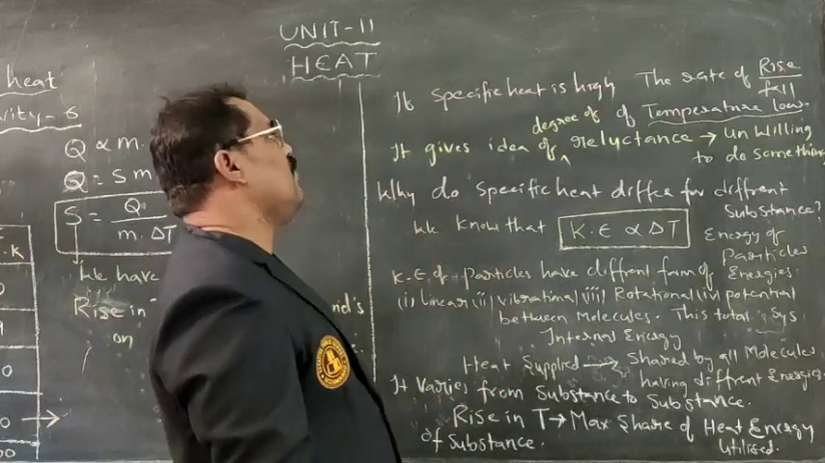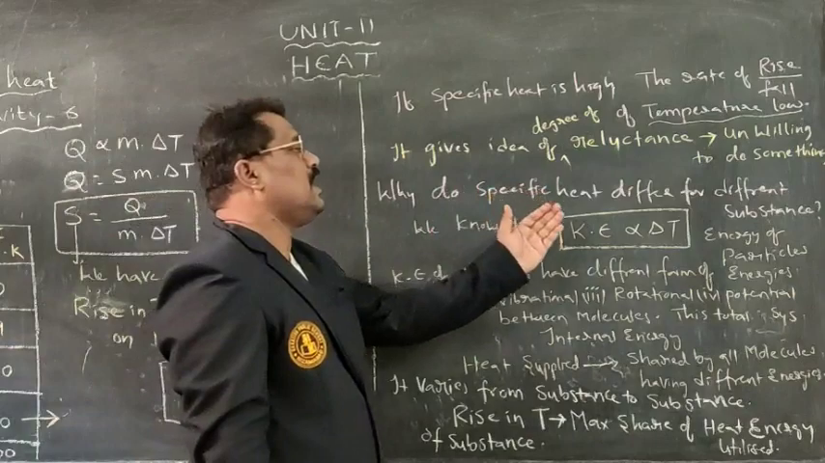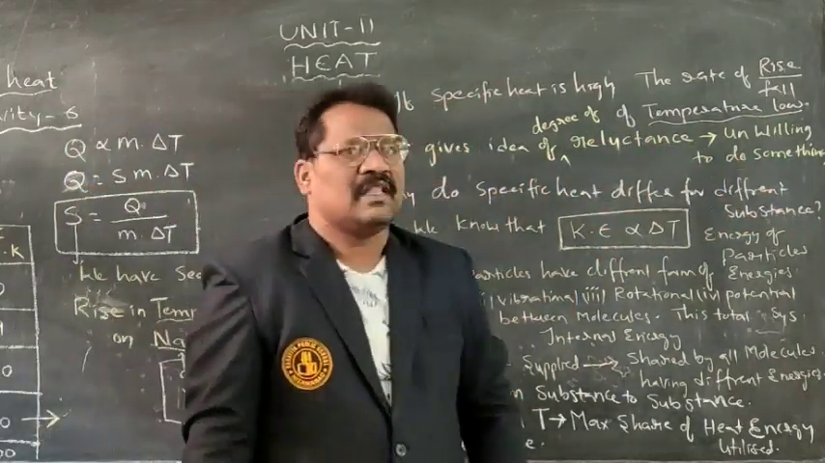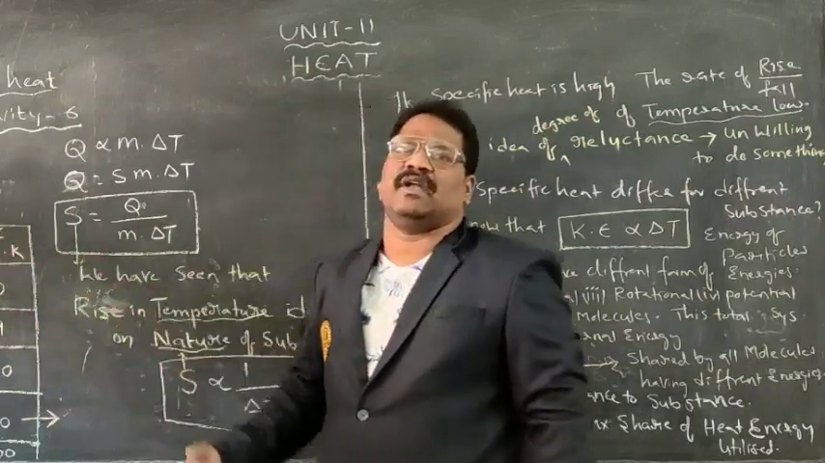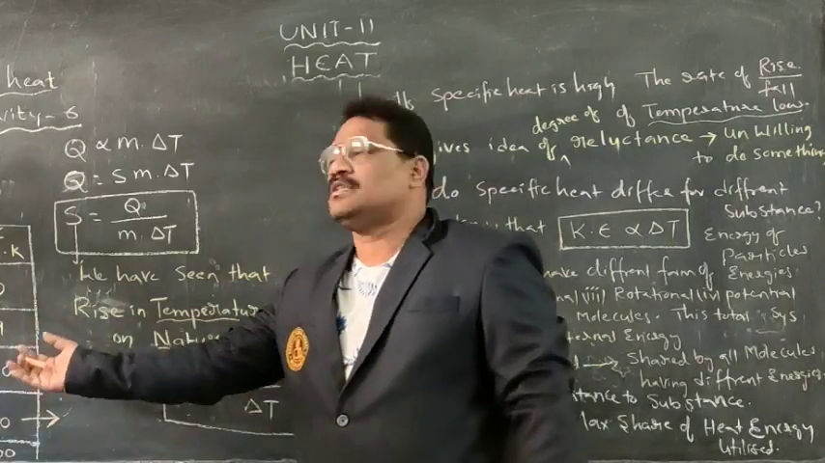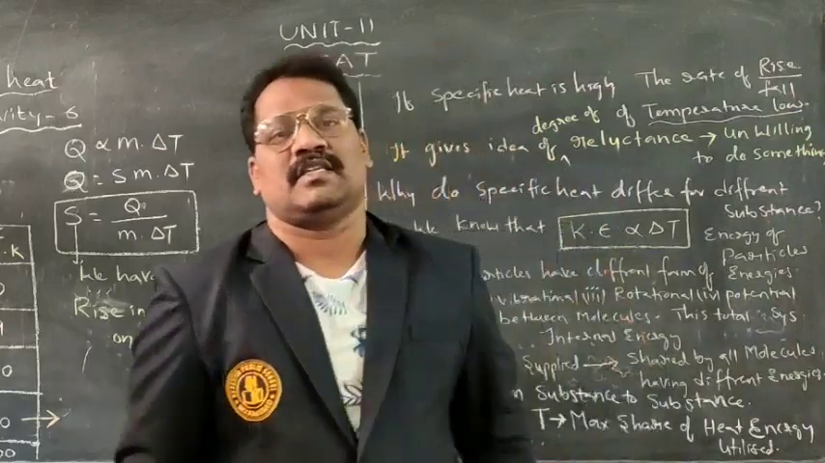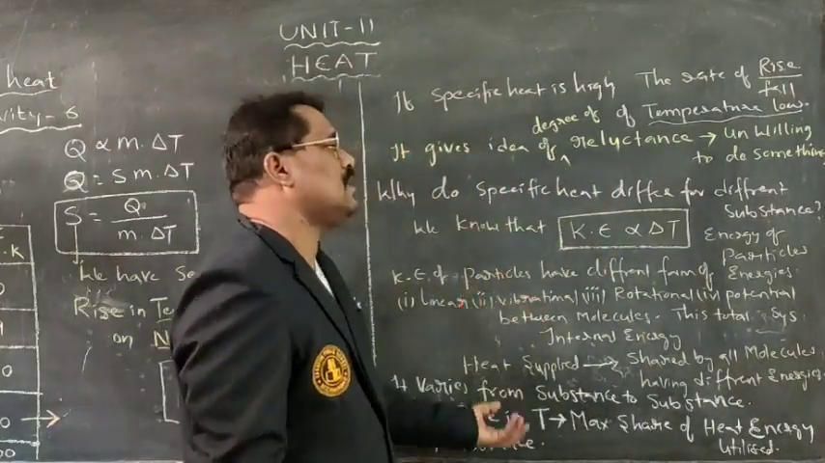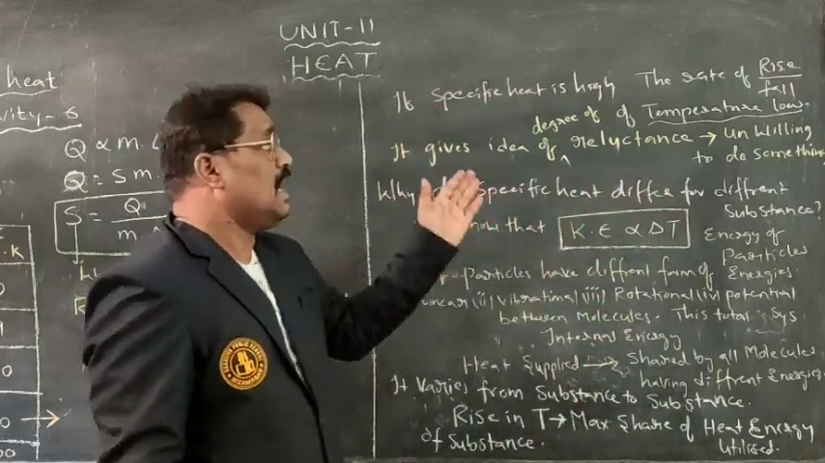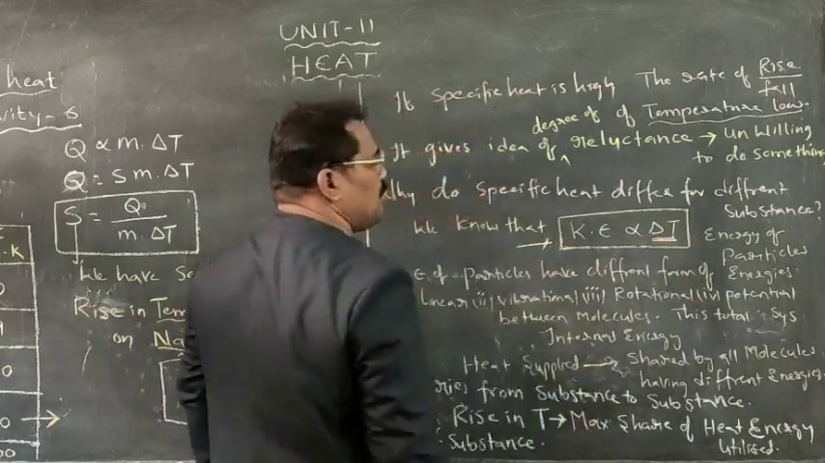And one more question will come across. What is that question? Why does specific heat differ for different substances? Why does it differ? If you say the nature of material, lead is of different material nature, mercury is of different material, brass is of different substance, water is of different substance, seawater is of different substance. Each substance is consisting of what? Some energy particles. And we know one relation: kinetic energy of particle is directly proportional to temperature.